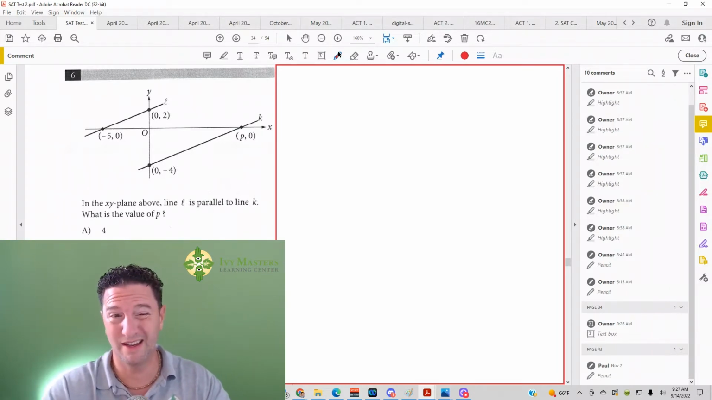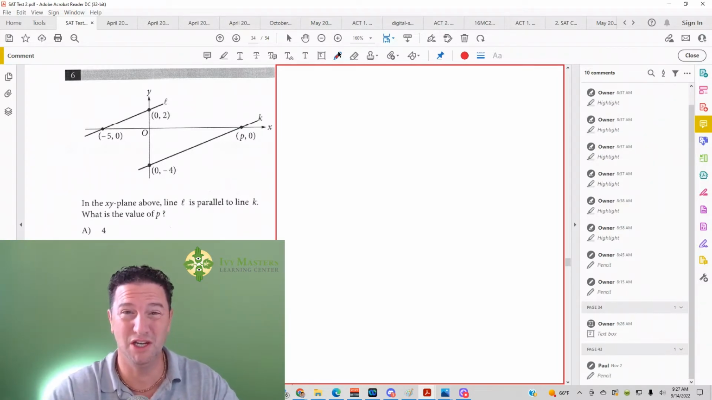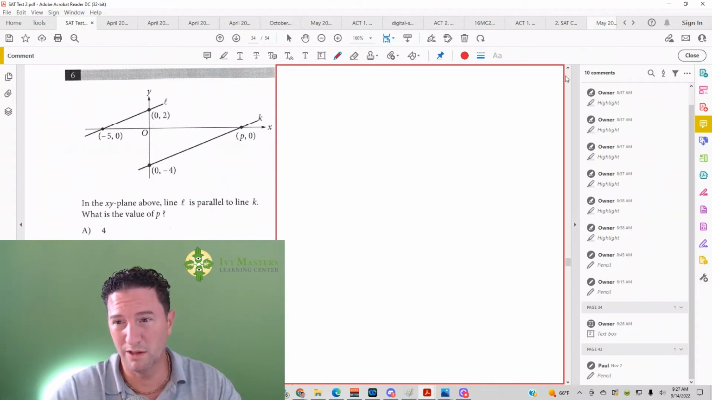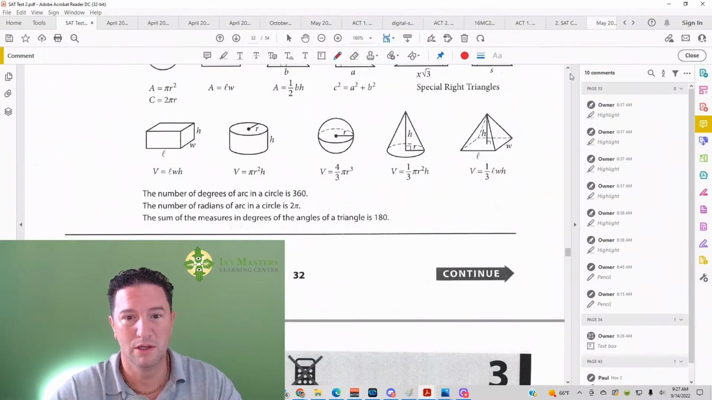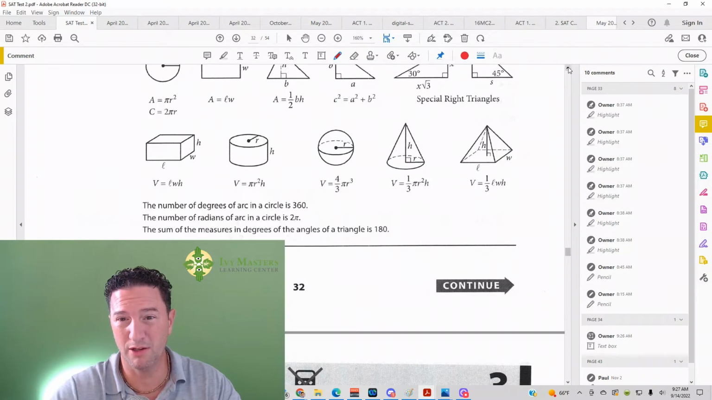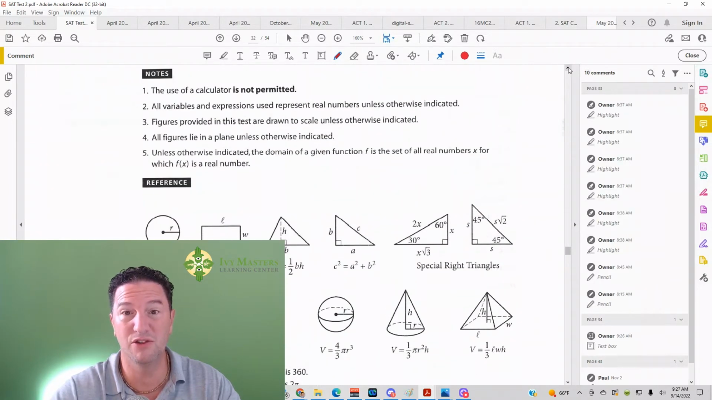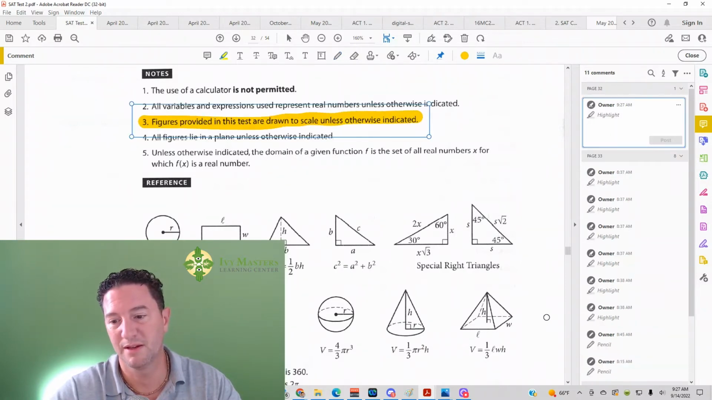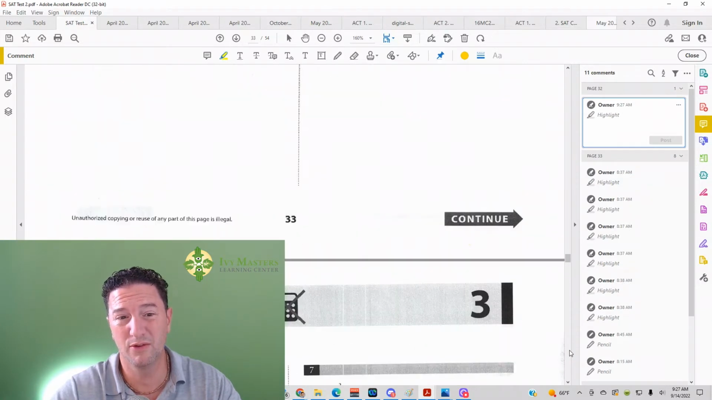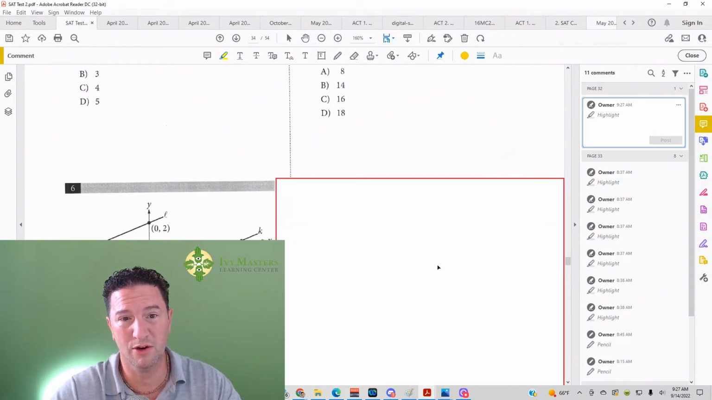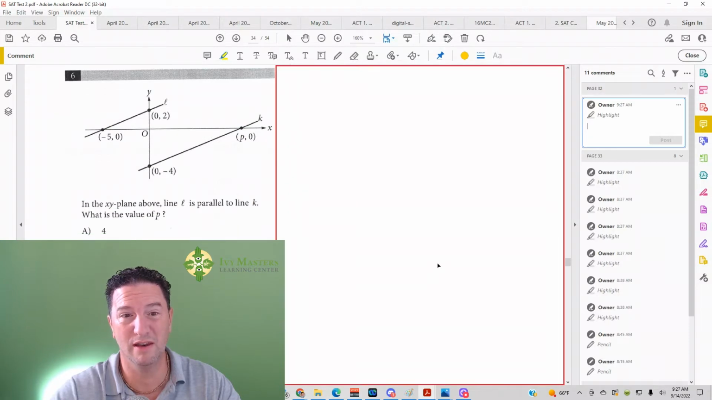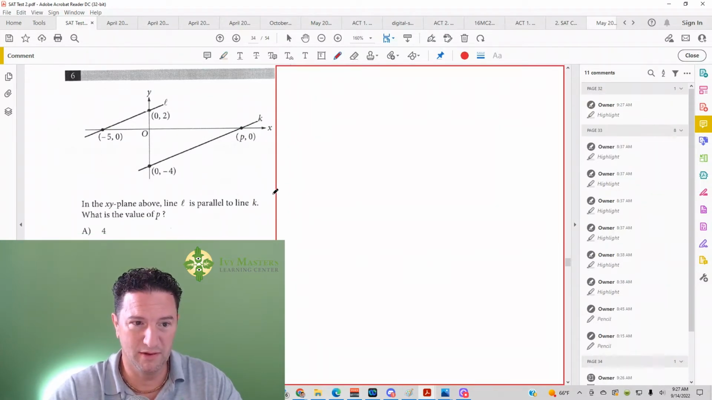First, let's get into some legal cheating. What you may not know is that the SAT will say, the proctor will read this, no one will pay attention to it, but you guys pay attention to it. Under notes: figures provided in this test are drawn to scale unless otherwise indicated. There are questions, this one included, that you could get correct just by paying attention to that. How? Well, think about this.